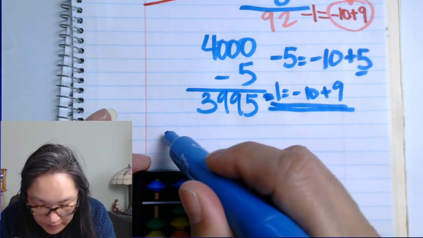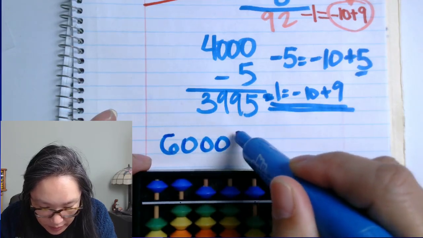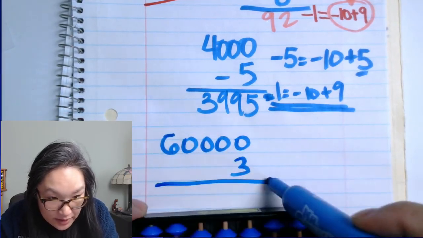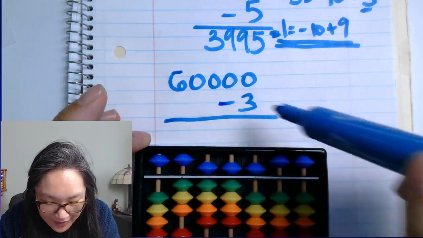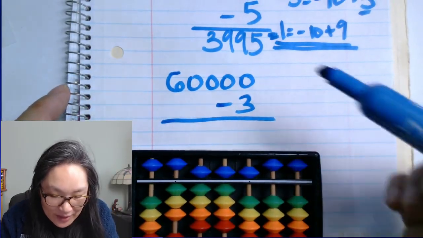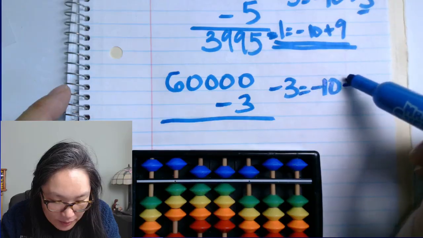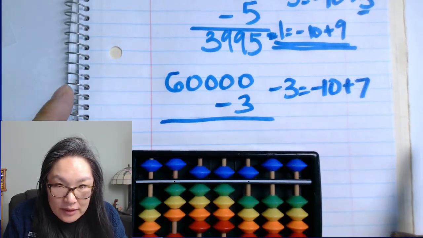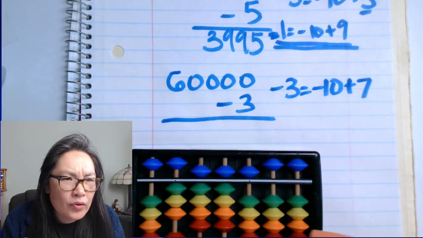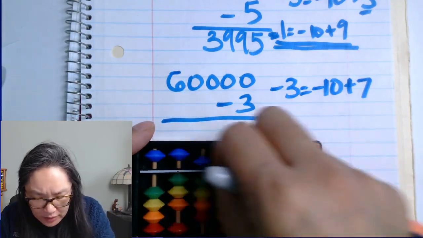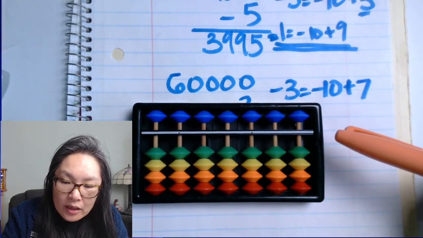Let's do 50. Let's do 60. 1, 2, 3, 4. Same thing, right? So what's this one? Same thing. Take away the 3. Minus the 3 is equal to minus the 10 plus the 7. And then what are we going to do? Same thing. This is a concept of borrowing, right? But instead of borrowing on paper, we're borrowing on the abacus.